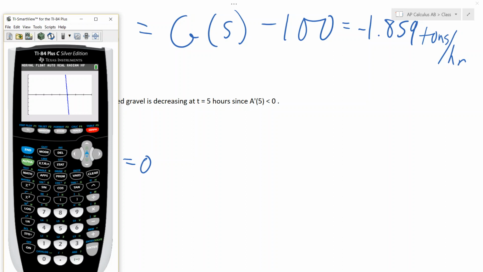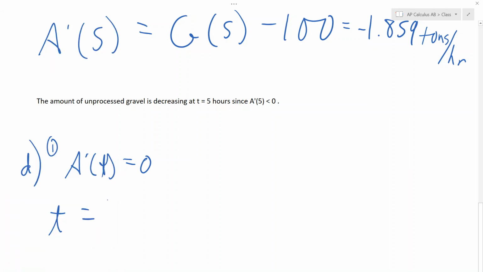Is that a max or a min? Definitely a max, because the derivative is going from positive to negative. So we're going to hit second, trace. What do we want? The 0, right? It looks like it's somewhere around 5. So I'm going to look between 4 and 6 and guess 5. And we get 4.923. Did you guys get that? I'm going to store that number as B. I'm not going to use A because I already used A for my amount function. We get 4.9234, which I'm going to write equals B.